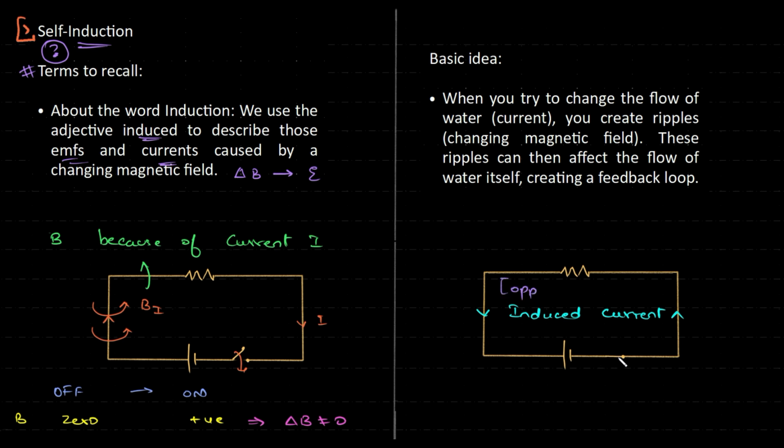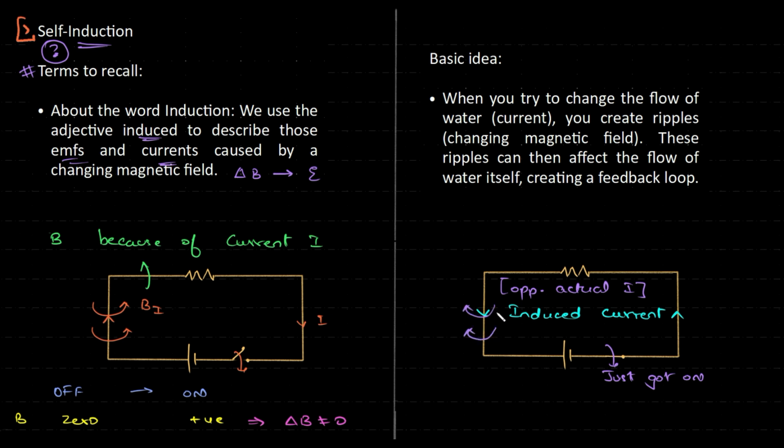When we switch it on, this is when it has just got on. When this happens, there is an opposing current to the actual current. And that's why the word self-induction, it is because of itself, right? We have a magnetic field which will oppose it.